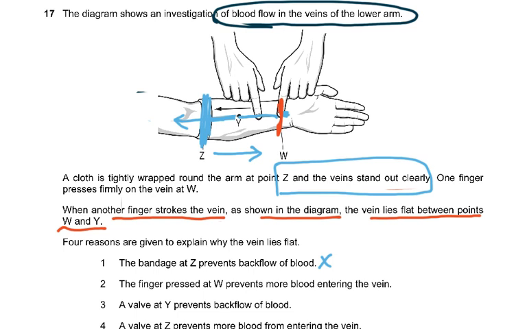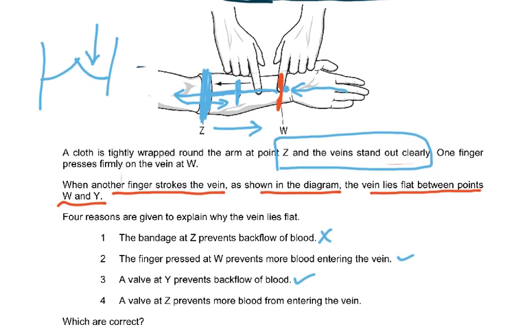Then the second point is the finger pressed at W prevents more blood entering the vein. Yes, from here it is preventing more blood because you press the vein here, but it will go in the other direction because of the other branches where it will go to. So 2 is correct. Then a valve at Y prevents the backflow of blood. Yes, if there is a valve here, then the valve is something like this. So it is going to prevent the backflow of blood because blood won't go back then. That is what veins have. Veins have valves. So 3 is also correct.